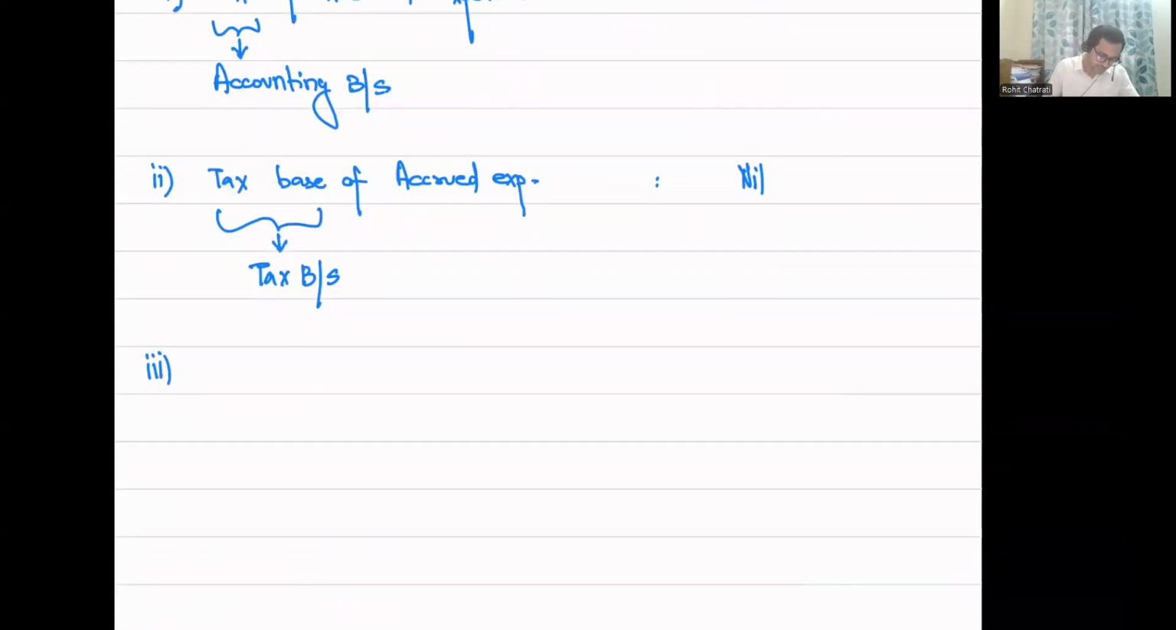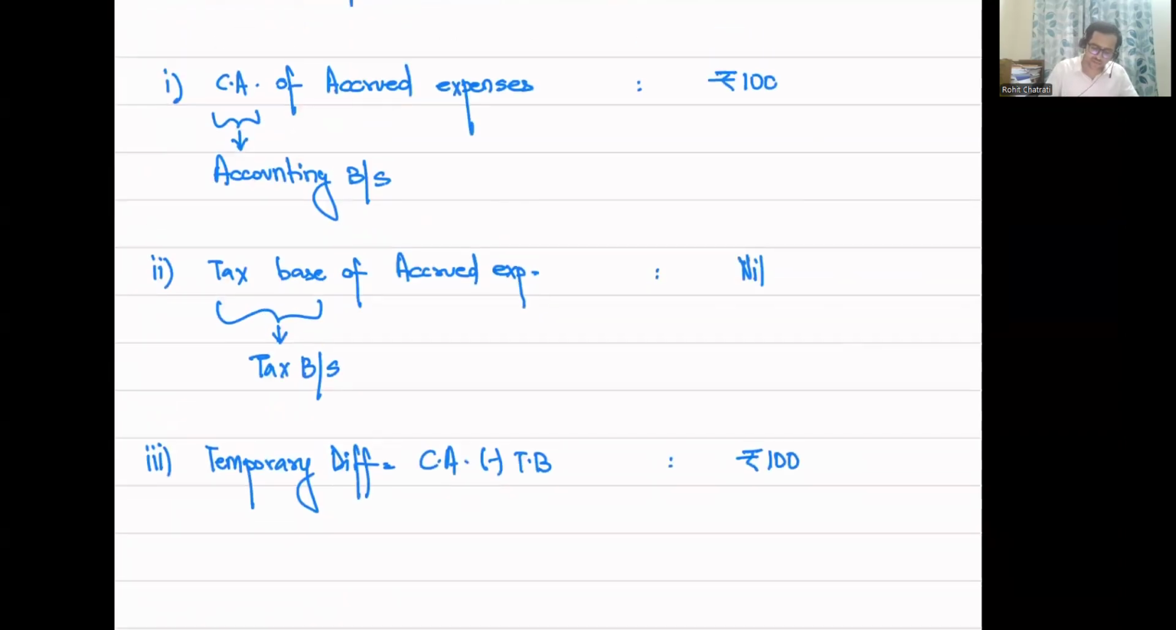Therefore, the temporary difference over here, which is basically carrying amount less tax base, is going to be equal to rupees 100. I have a carrying amount of 100, I have a tax base of 0. Therefore, the temporary difference is also equal to rupees 100. Temporary difference is nothing but carrying amount minus tax base, which is going to be equal to 100.